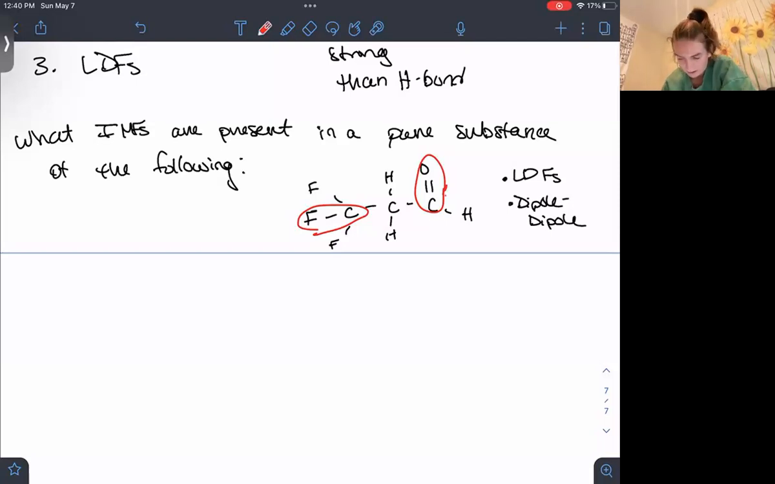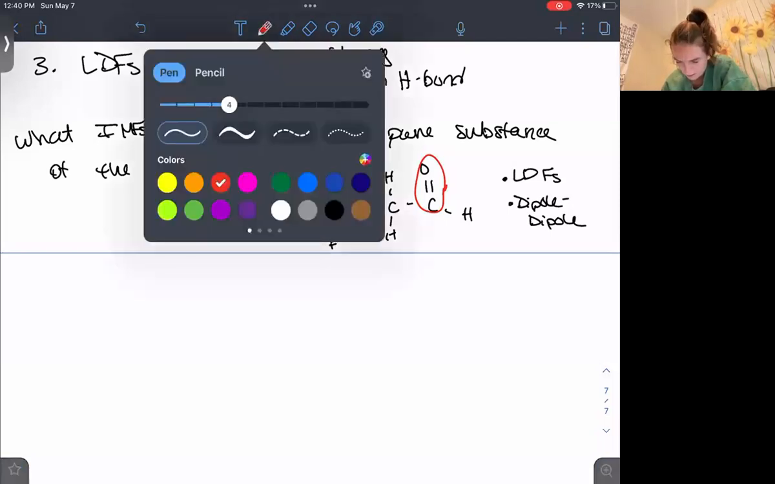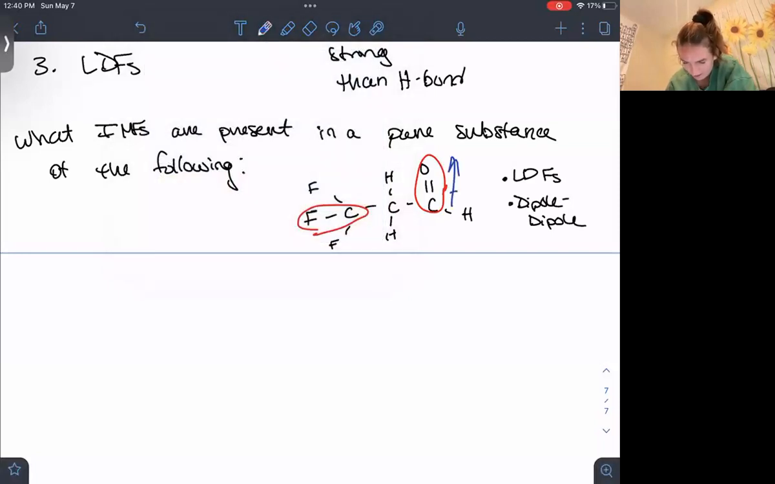And the dipole is going to come from this being polar, and then these bonds are also polar over here. So those all have polar bonds. Does that help with IMFs a little bit? Okay. So you tell your bonds are polar based off of the differences in electronegativity.